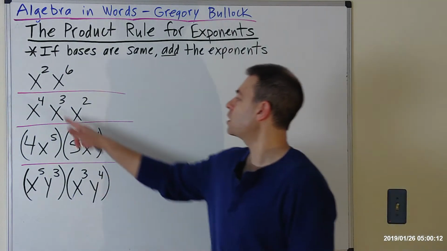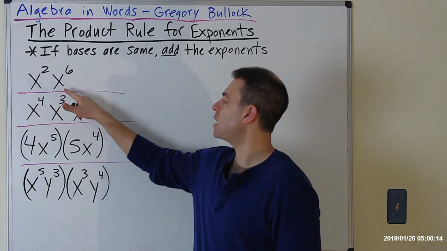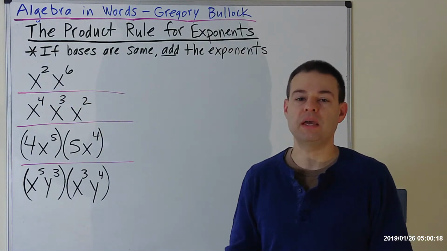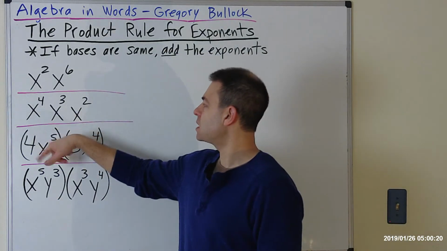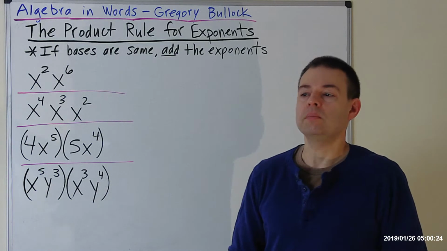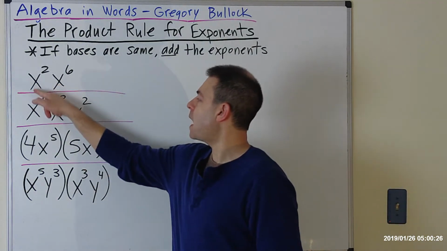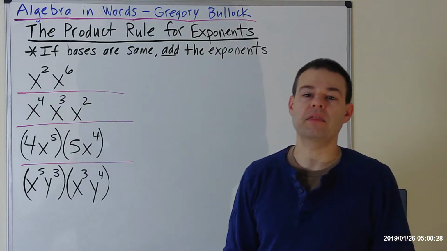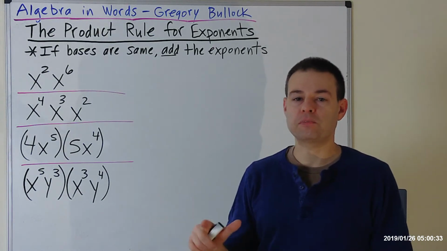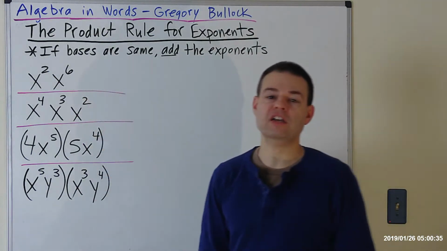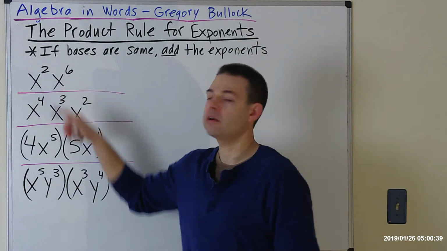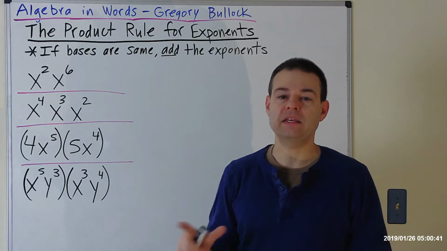Okay, now if we look at the first problem, x squared times x to the sixth. First of all, these must be a common base that's being multiplied. And it is a common base. This is x, this is x. So that's the first thing. But secondly, these factors are being multiplied together. But just because they're being multiplied, sometimes at first people think that you multiply their exponents. But that's not the case. When you multiply variables of a common base, you must add the exponents.